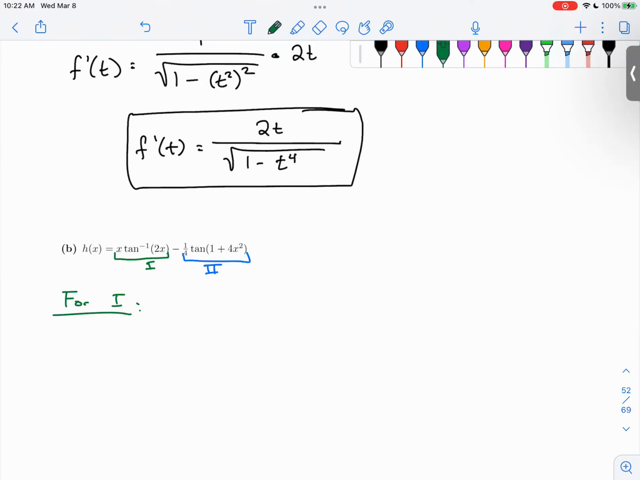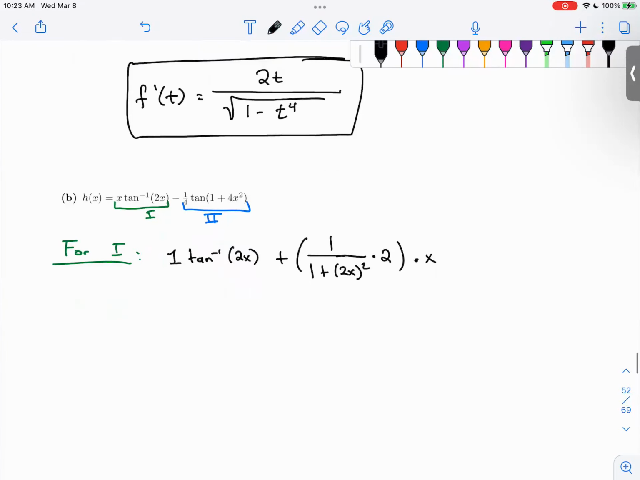So f prime would be 1 times tangent inverse of 2x. And then the derivative of tangent inverse is 1 over 1 plus your thing squared. So plus 1 over 1 plus 2x squared times the derivative of 2x, which would just be 2, and then times x. To write it a little more succinctly, tangent inverse of 2x plus 2x over 1 plus 4x squared.